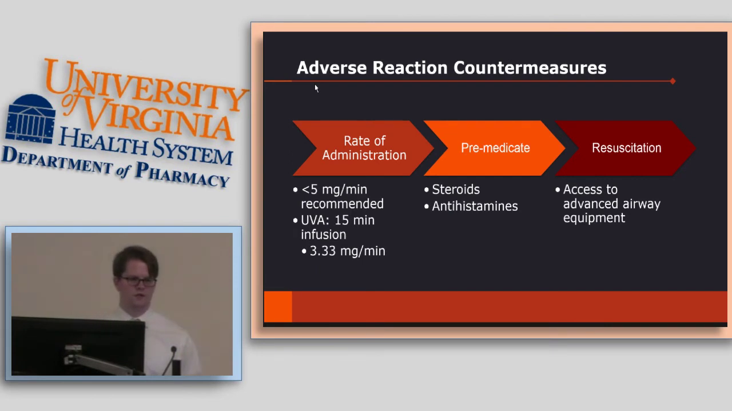Some of the countermeasures that can be seen for adverse reactions include rate of administration, which is the main one identified in the literature. The recommended rate for that is less than 5 milligrams per minute. Here at UVA, we used a fixed duration of 15 minutes, so that even with that maximum dose of 50 milligrams, it'd still be administered about a third of the rate slower than what's recommended.